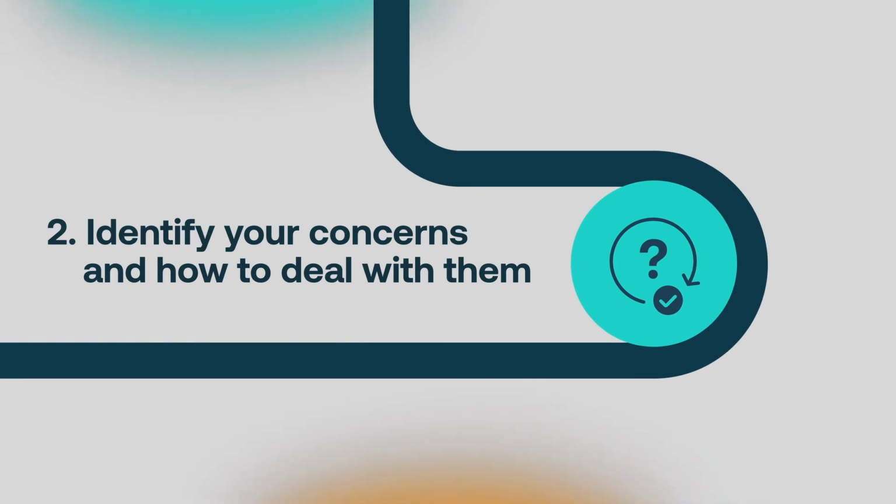Also, think about any concerns you might have and how you can deal with them. Words appear. 2. Identify your concerns and how to deal with them. Let's say you're afraid it'll be hard. You could plan to ask someone you trust for support. Concerned about withdrawal symptoms? A circular logo containing a telephone. You might plan to call your doctor, or maybe the quit line.